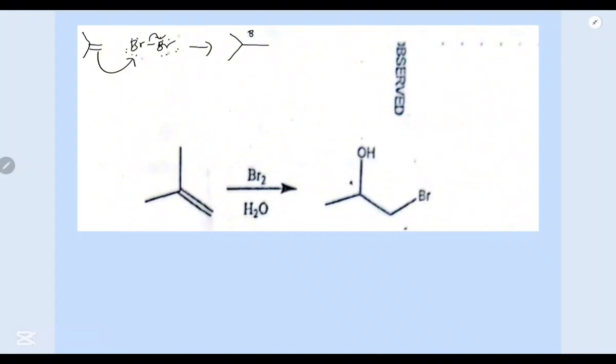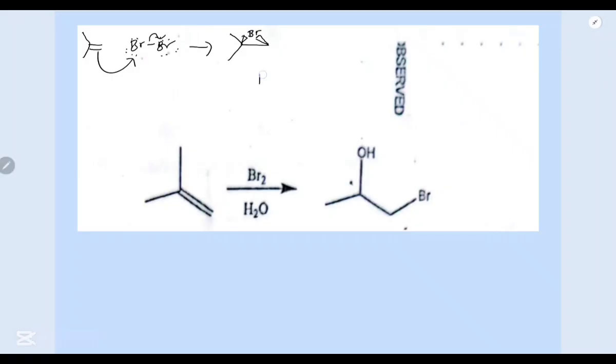Now, remember that the behavior of the bromine is that it will close the upper part where it is initially added. This will prevent water from coming in and attacking from the front. That's the first step.